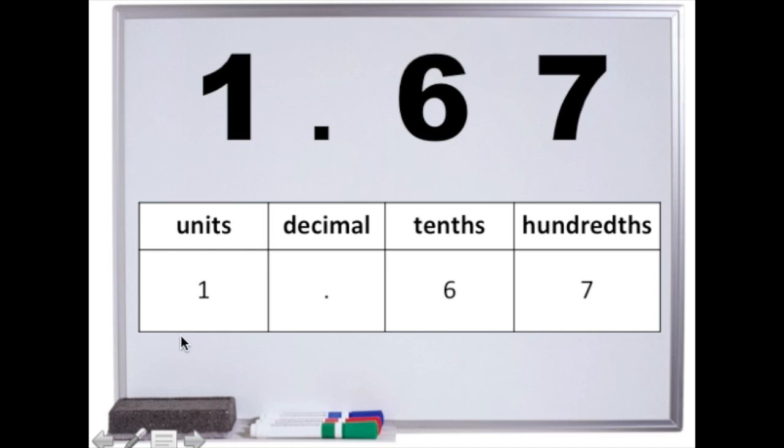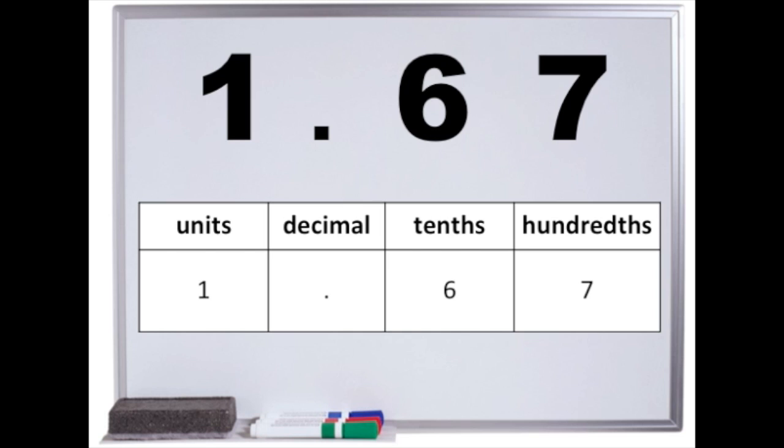We know that we put 1 in our units box because we have 1 unit. The decimal goes in our decimal box. We have 6 tenths, so we write 6 in our tenths box. We have 7 hundredths, so we write 7 in our hundredths box.